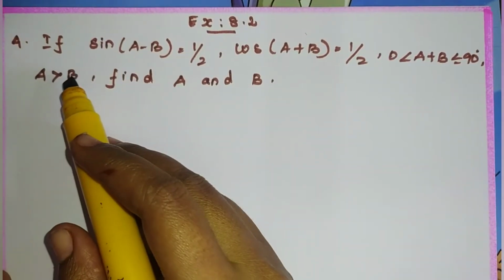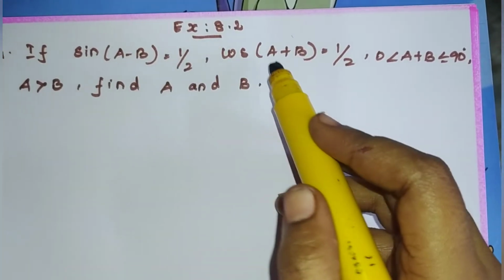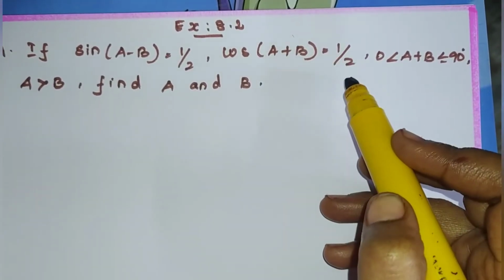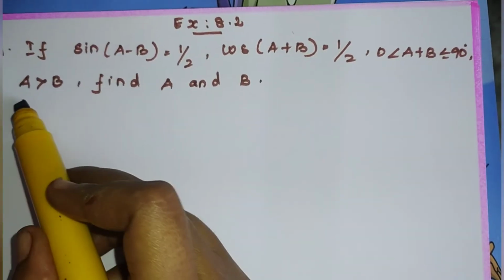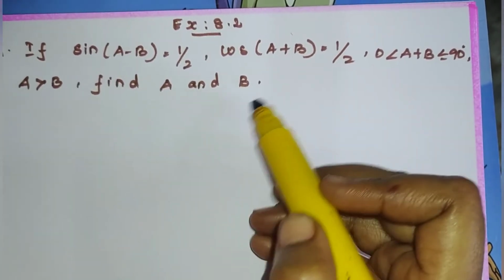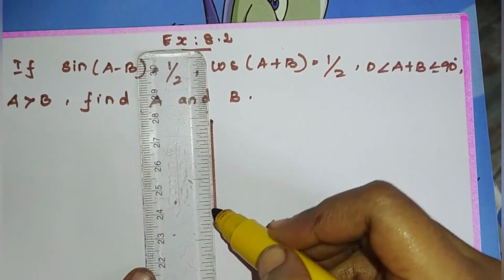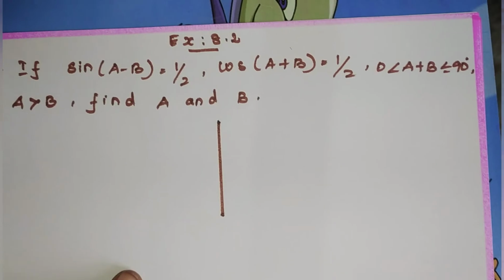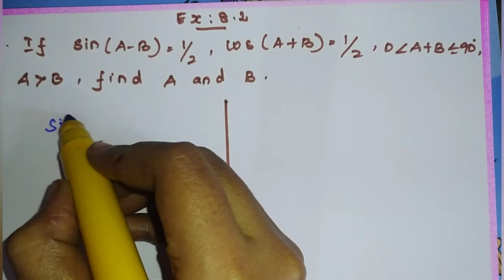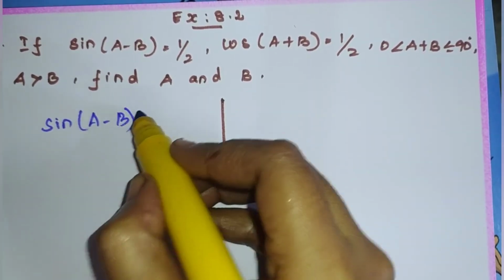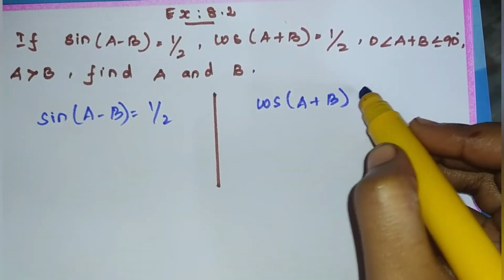Next, fourth problem in exercise 8.2. If sin(A minus B) is equal to 1 by 2 and cos(A plus B) is equal to 1 by 2, 0 less than A plus B less than or equal to 90 degree, A greater than B, find the value of A and B. Now you divide into 2 and write the two given: sin(A minus B) is equal to 1 by 2 and cos(A plus B) is equal to 1 by 2.